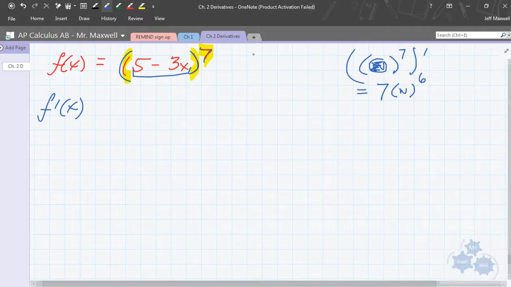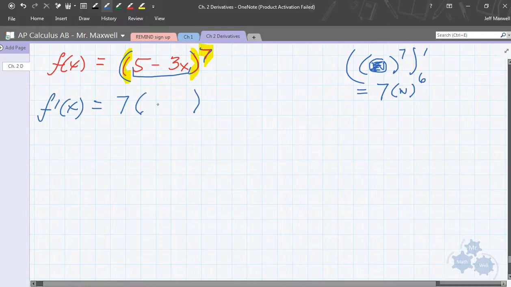Good. So that's what we're going to do to this one, but we're not going to touch this inside layer the first time around. Do not take the derivative of all of the layers at once. That's the only thing that kids get stuck on. They get tripped up on that. So we're going to do 7 times, and I'm going to leave this alone for the first step, to the power of 7 minus 1, or 6. Do you see how we've taken the derivative of the outer layer right there? It's just the outer layer. Don't touch any of the layers underneath.